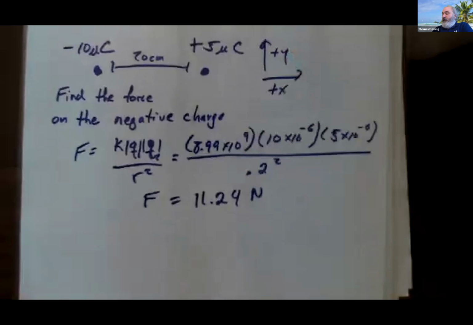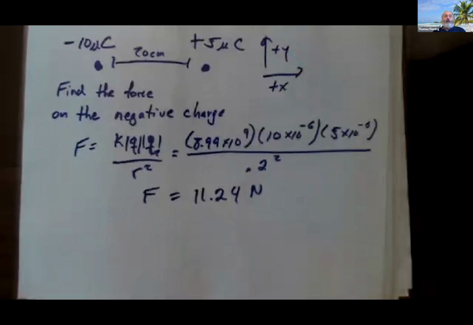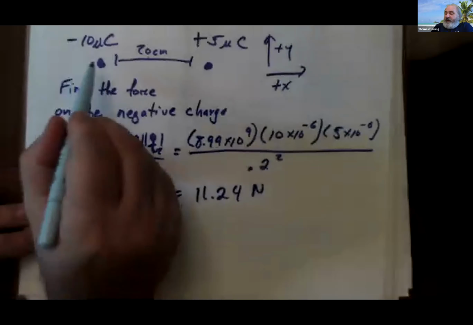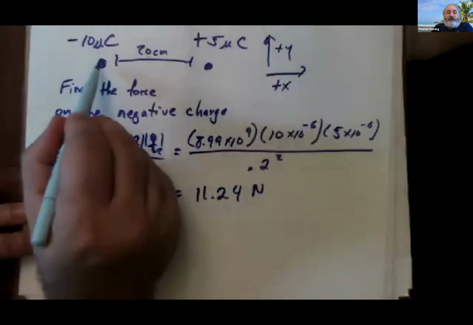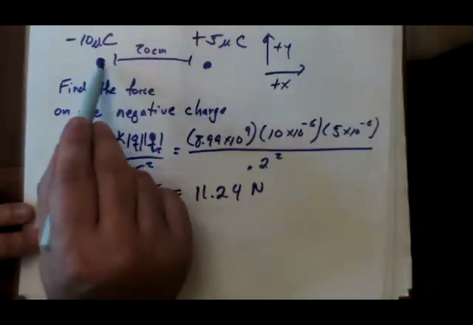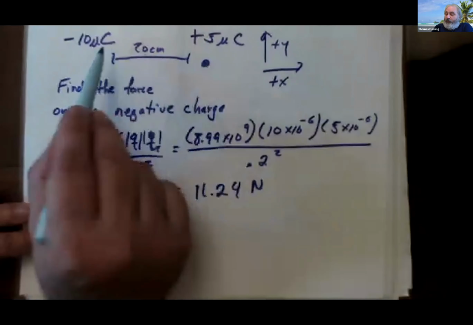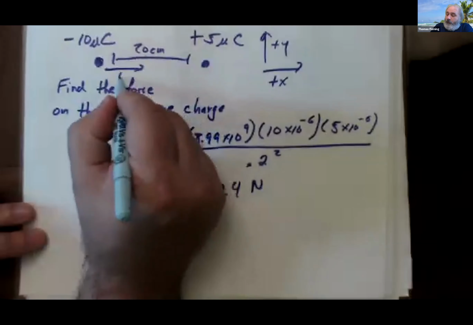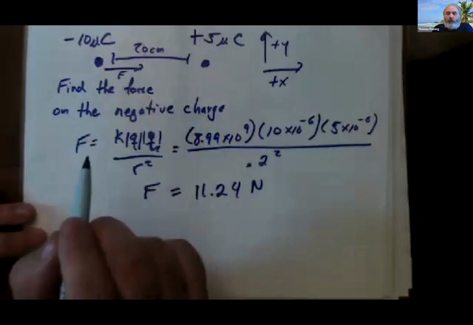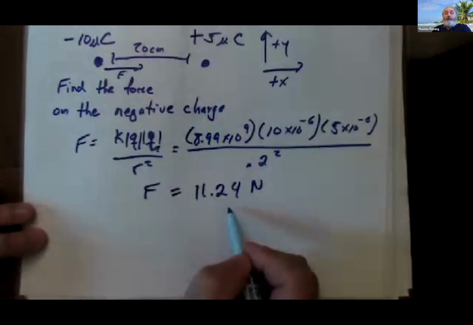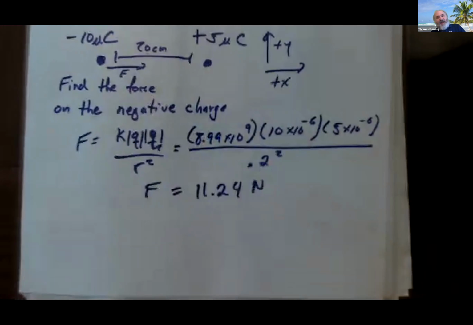So if I have a negative force, that force would be to the left, and if I had a positive force, that force would be to the right. So is this force to the left, or is it to the right? To the right. Yeah, because I'm finding the force felt by the negative charge, right? This negative charge would be attracted to that positive charge. So this guy would get pulled to the right. So I definitely want that to be something positive. I'd call that 11.24 i hat if you wanted to put it in vector notation. But it would definitely be positive.